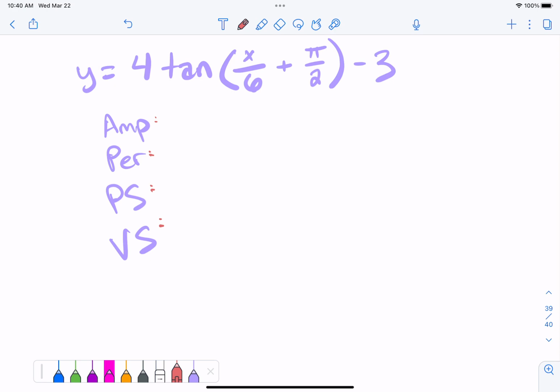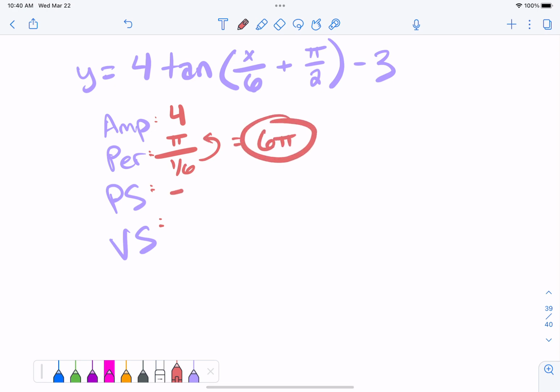Oh wait. Okay, amplitude I got 4, period. Do you use pi or 2 pi? Pi, because it's tangent. Over, B is 1/6, right? If I flip him to the top, the new period is 6 pi, right?